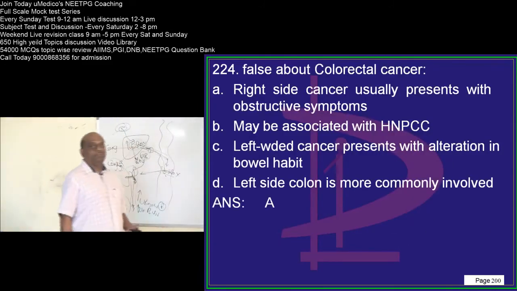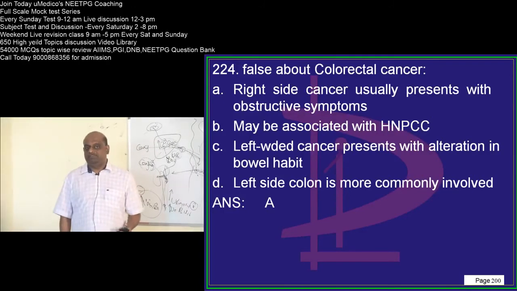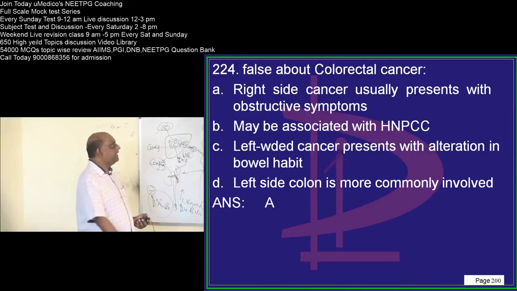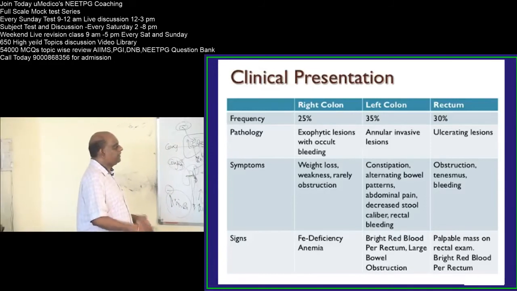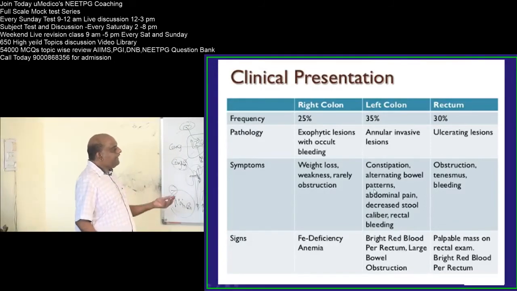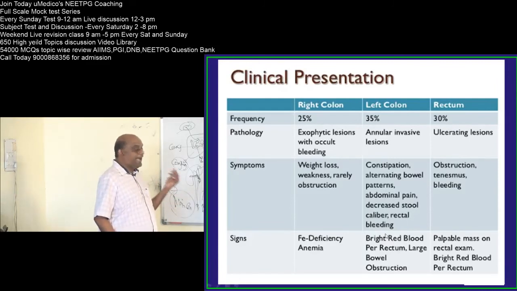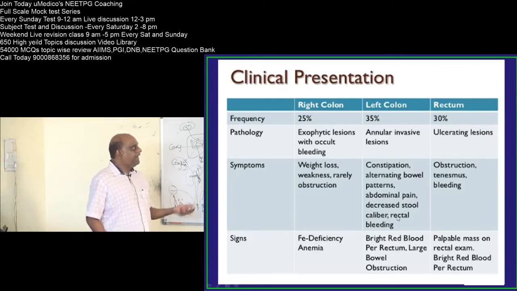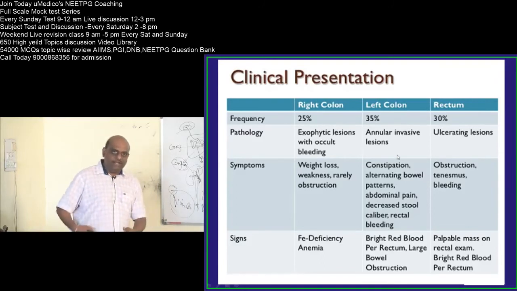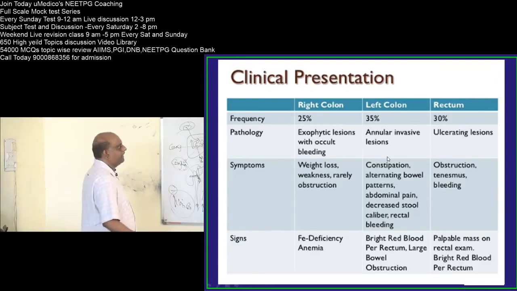Colorectal cancer, right side versus left side. What are the differences in the clinical presentation? You have to be very sure about it. Weight loss and weakness are the features of the right colon. Whereas constipation, alternating bowel patterns, abdominal pain, decreased stool caliber and rectal bleeding are all features of the left side of the colon, which is in continuity with the rectum, is what you have to remember.